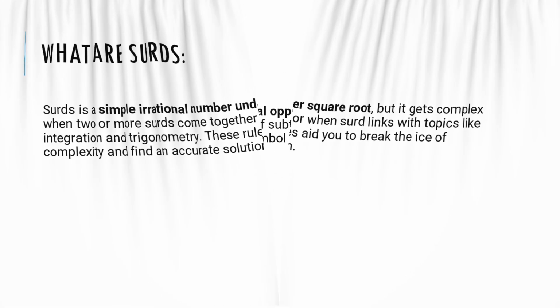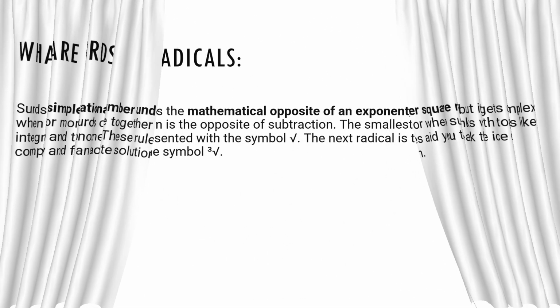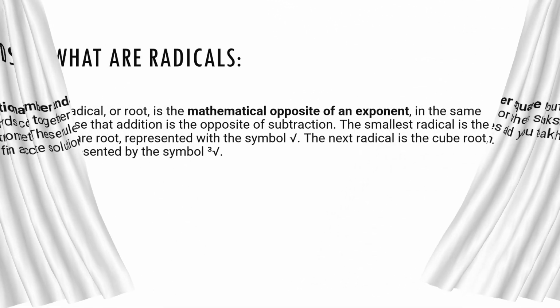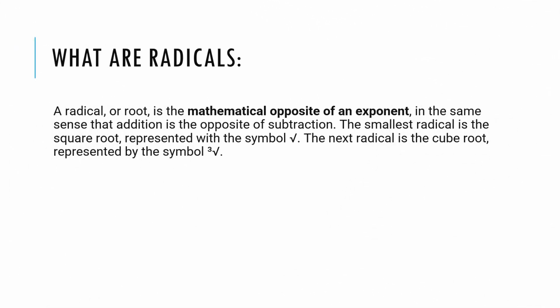What are radicals? A radical or root is the mathematical opposite of an exponent, in the same sense that addition is the opposite of subtraction. The smallest radical is the square root represented with the symbol square root. The next radical is cube root represented by this symbol.